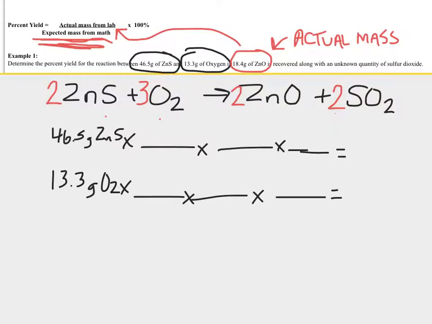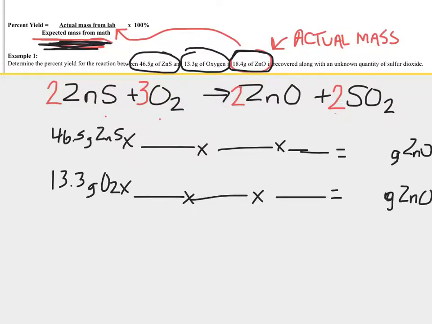Now, since we know we ended up with 18.4 grams of zinc oxide, we need to solve for theoretically how much zinc oxide would be formed. So that's what we're looking for in the end, is a little zinc oxide. So we will put that in there. We know we're searching for the grams. So let's do that. Okay?